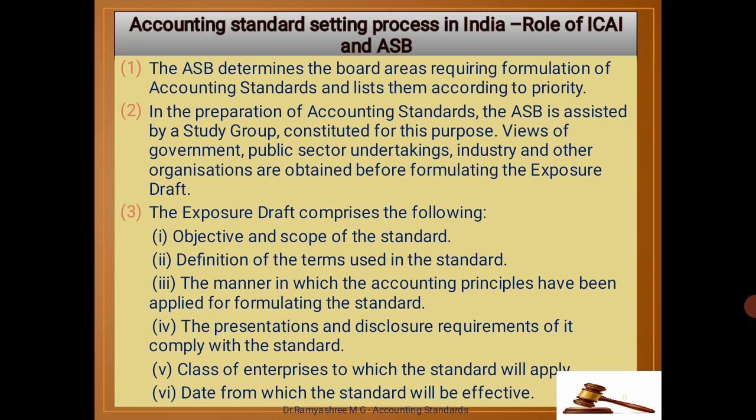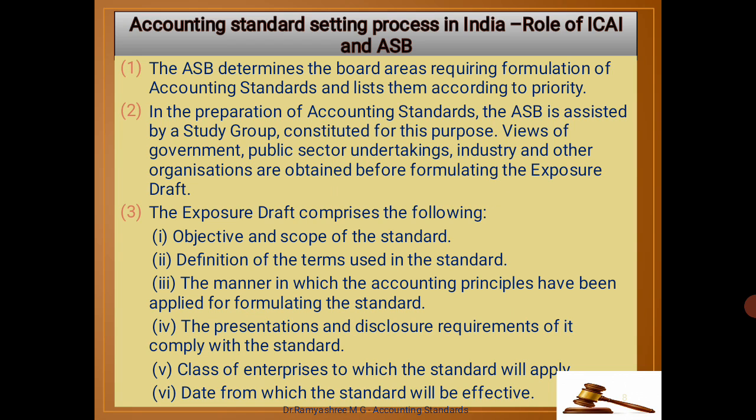Now we'll understand what is the role of ICAI and Accounting Standard Board in accounting standards setting process, especially in India. The first stage, the Accounting Standard Board determines the broad areas requiring formulation of accounting standards and lists them according to priority. In the preparation of accounting standards, the ASB is assisted by a study group constituted for this purpose. Views of government, public sector undertakings, industry, and other organizations are obtained before formulating the exposure draft.